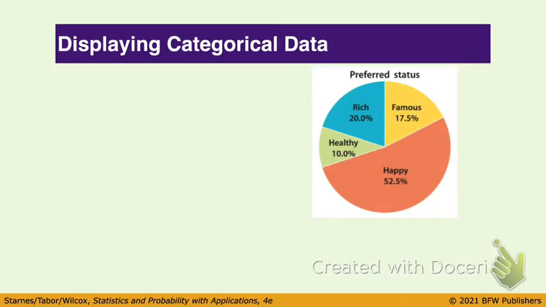All right, displaying categorical data with a pie chart. This is your pie chart. I'm not going to make you guys turn these into percentages. We kind of already did that for you. So the percent that said happy, we saw that yesterday. It's 52.5%. Healthy was 10%. Rich was 20%. And famous is 17.5%.